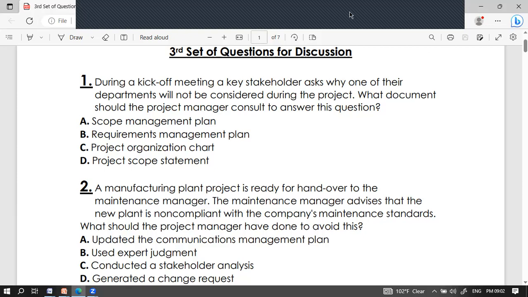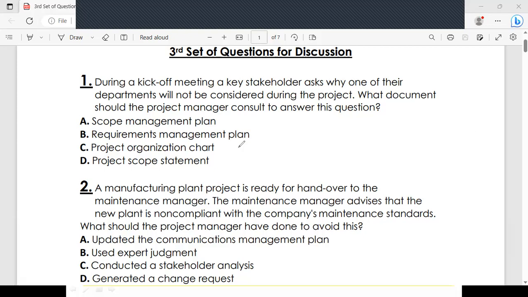It is a kickoff meeting. Project organization chart. Okay. See, the project organization chart will bring the people who are involved, right? And the key stakeholder is asking why this department is not involved in the entire project. So you will not bring that person in the organization chart, right? The correct answer is these people do not have any kind of requirements in the project, so they are not involved. So is it clear?